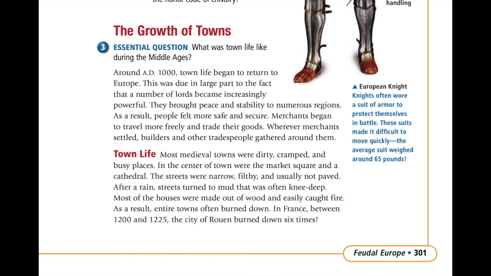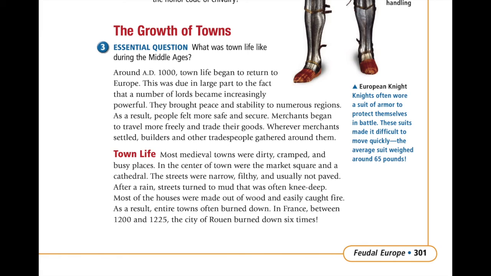The growth of towns. Essential question. What was town life like during the Middle Ages? Around AD 1000, town life began to return to Europe. This was due in large part to the fact that a number of lords became increasingly powerful. They brought peace and stability to numerous regions. As a result, people felt more safe and secure. Merchants began to travel more freely and trade their goods. Wherever merchants settled, builders and other tradespeople gathered around them.